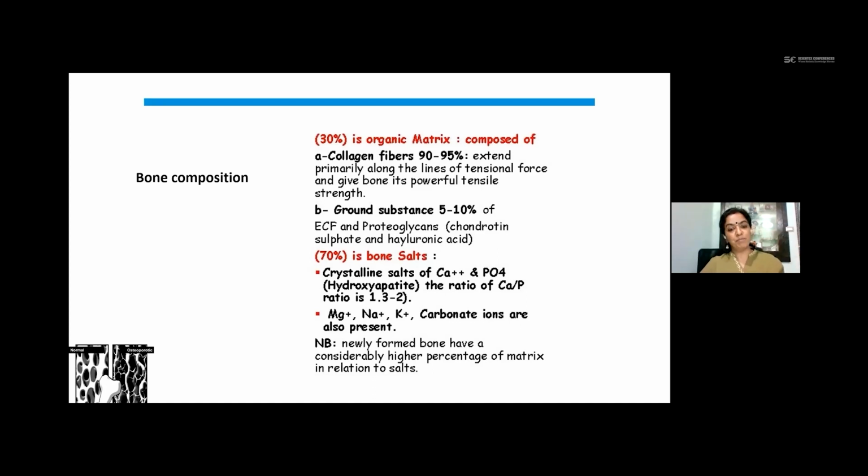Under any pathological condition, this ratio might change, maybe if we talk of osteoporosis or osteopenia, all these pathological conditions, or maybe arthritis. So this composition might change, or it might not change.